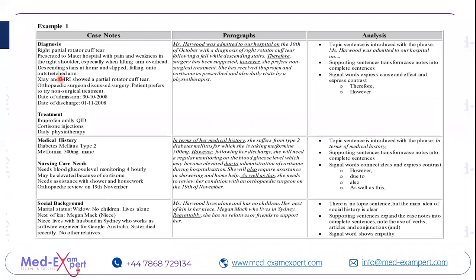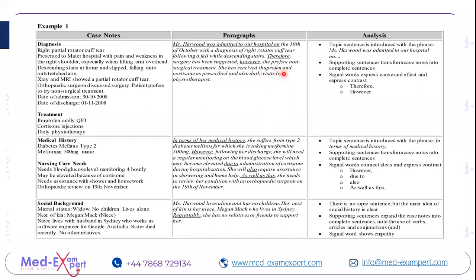So for this, how will the paragraphs be arranged? Miss Harwood was admitted to our hospital on 30th of October with the diagnosis of right rotator cuff tear following a fall while descending the stairs. So your introduction starts with, if it's a discharge letter, why the patient was admitted and when the patient was admitted. Reason and date. And then, if treatment has been given, what was the treatment given. And what do you want from the person you're writing to. So three things in the introduction.